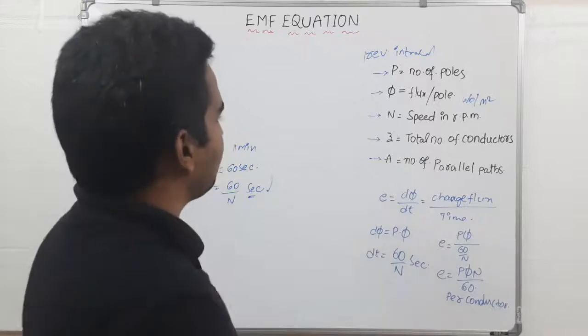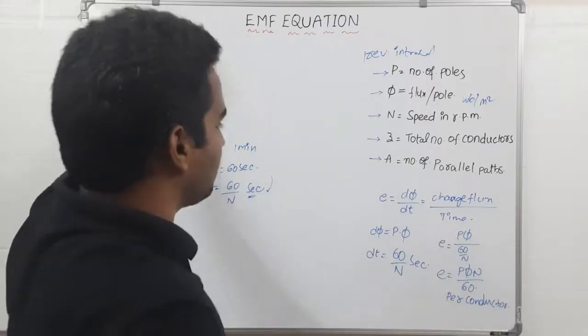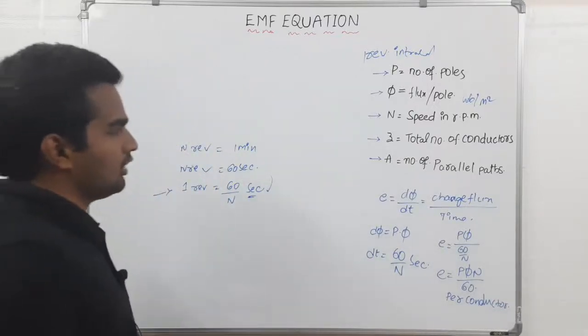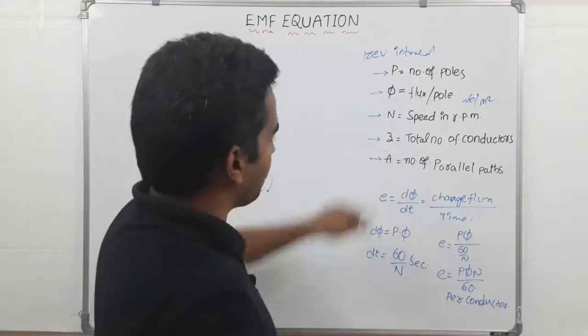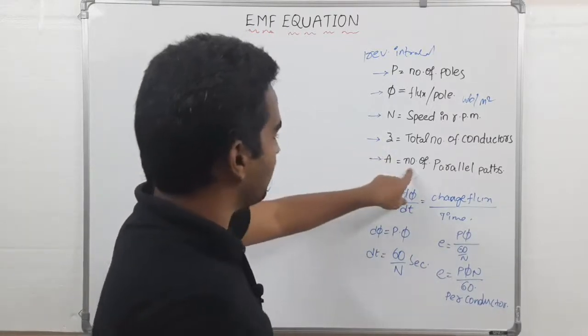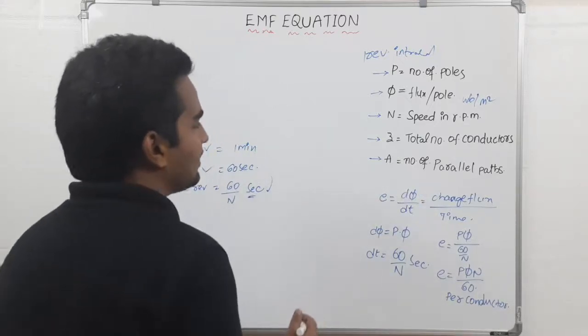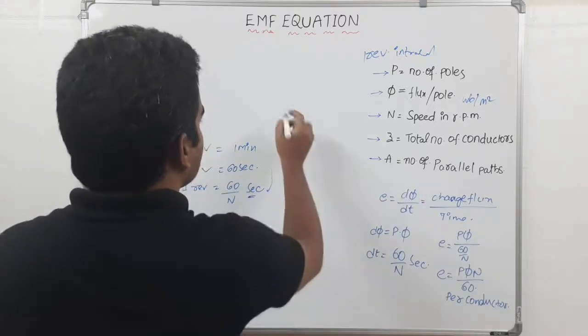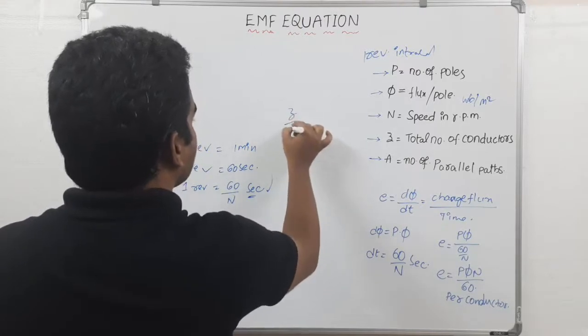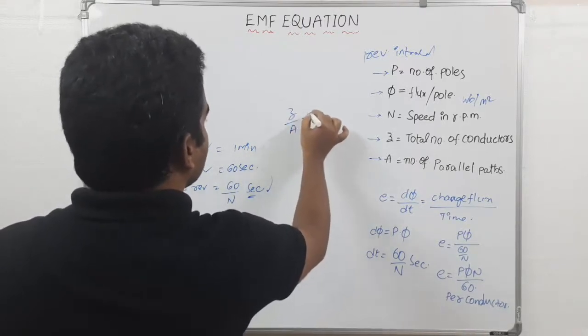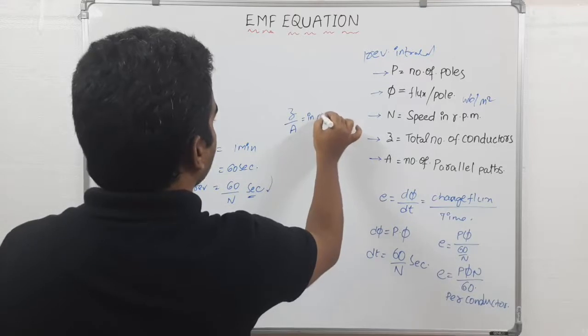This is the generated EMF per conductor. So what is the total generated EMF in a DC generator? There are Z number of conductors which are arranged in A number of parallel paths. So how many conductors will be there in a single parallel path? There will be Z by A conductors in one parallel path.